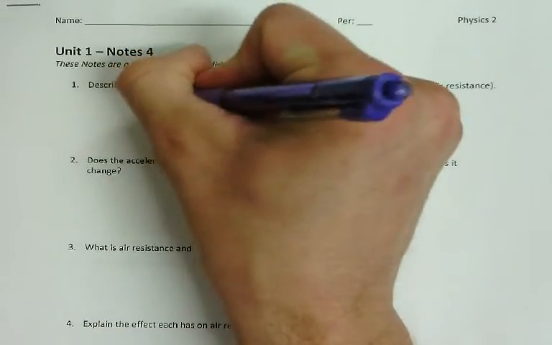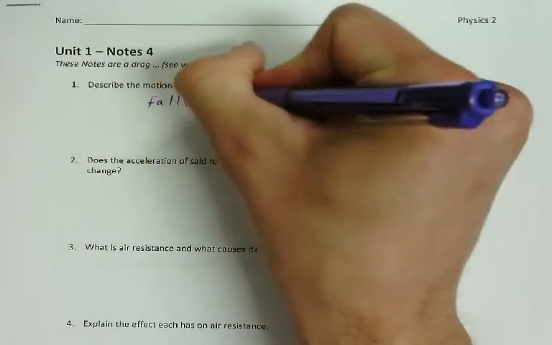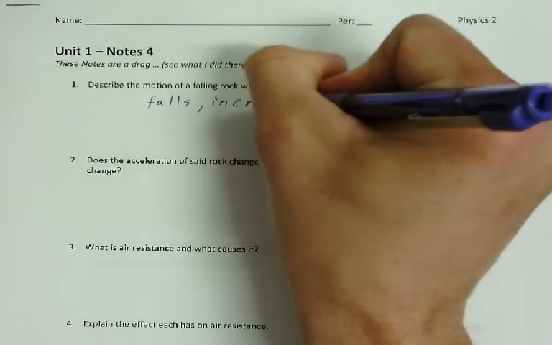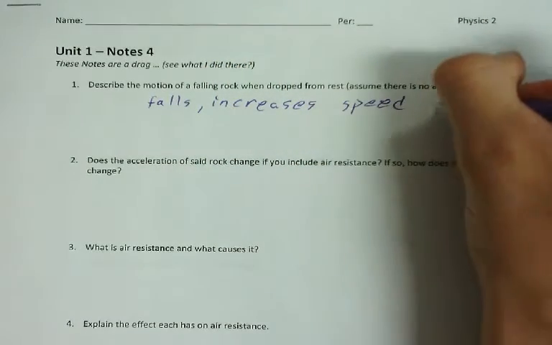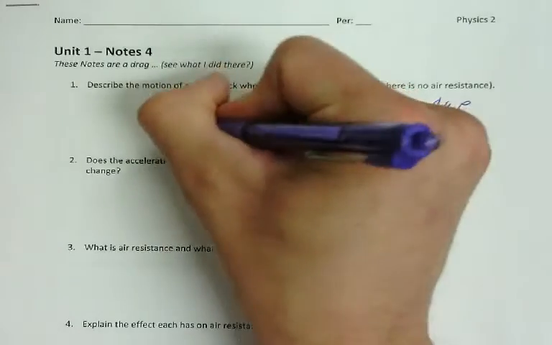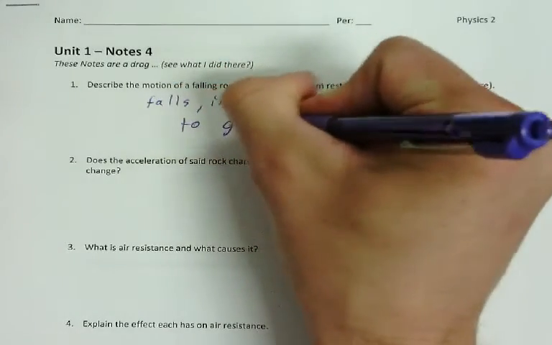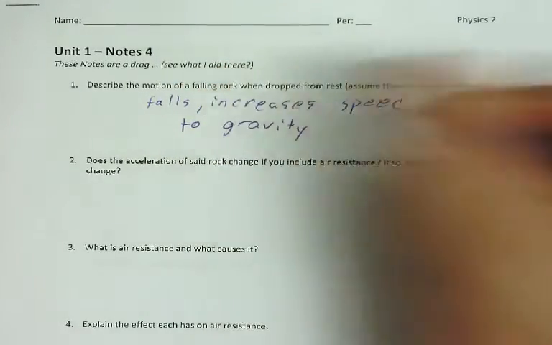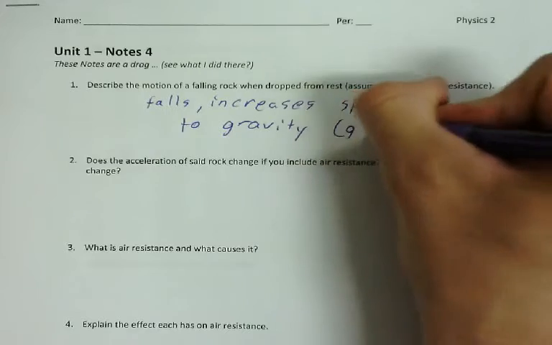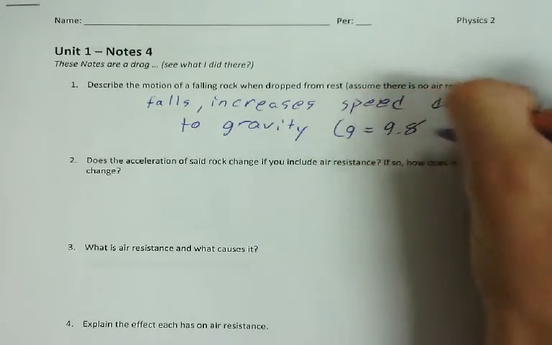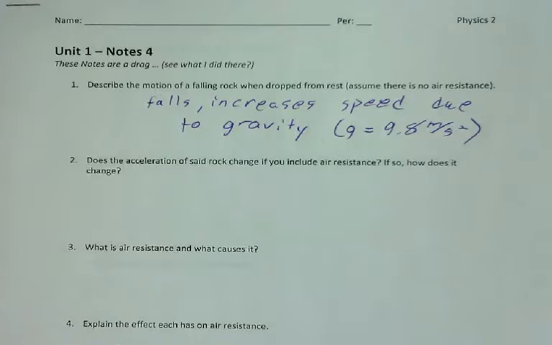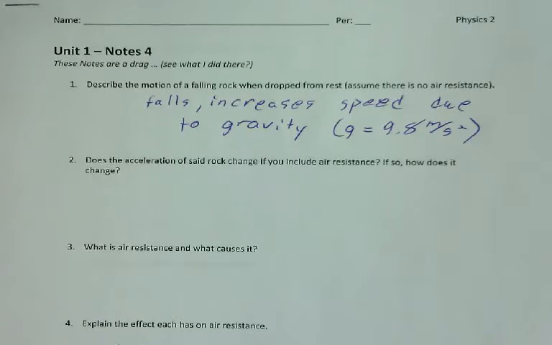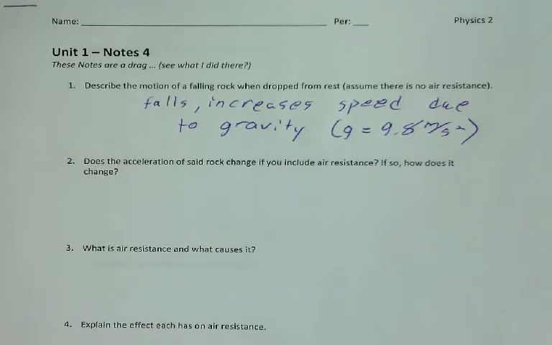So it falls, increases speed, due to gravity. And I think most of you will remember the value for gravity is 9.8. Yep. So that means that the rate at which the objects fall is 9.8 meters per second squared. Perfect. Off to a rip-roaring start.